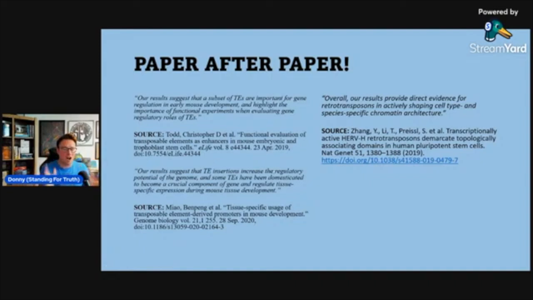In the last day, there will be scoffers denying the creation, the worldwide flood, the coming judgment. They want so badly to believe that pine trees and whales are related. Our results suggest that TE insertions increase the regulatory potential of the genome.